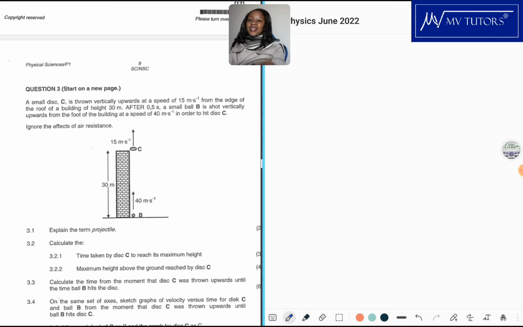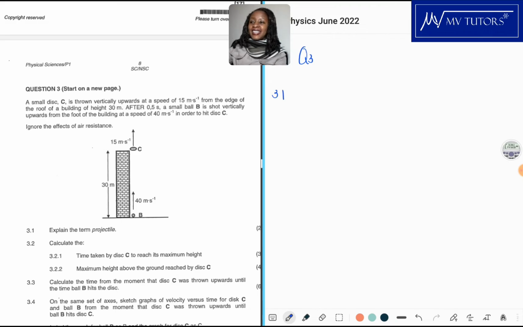3.1. It says explain the term projectile. I am not going to write that down, but I'm just going to say it. A projectile is an object. It can be a stone, a ball, a bullet, whatever. It is an object that is either thrown or dropped or shot, and the force that will act on it over its motion will be gravity.